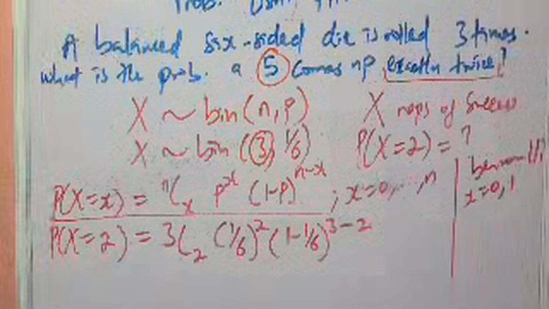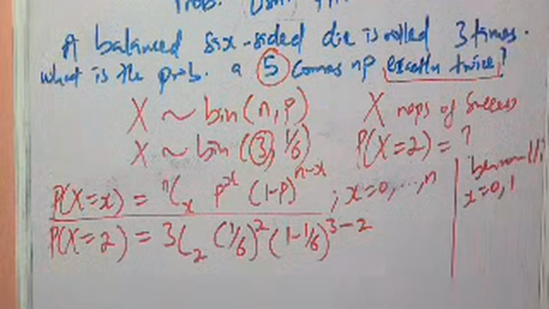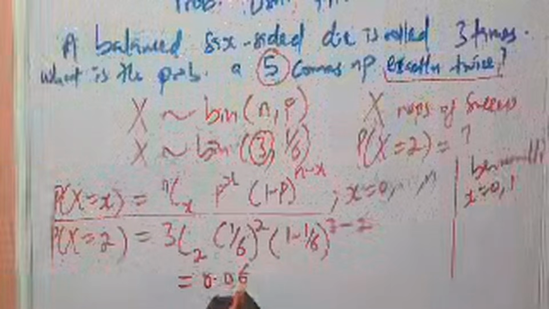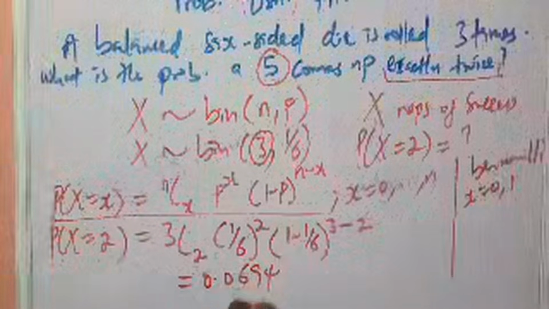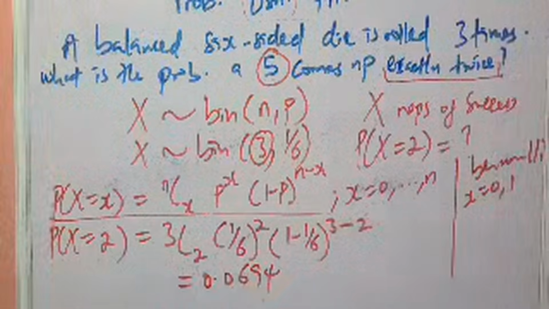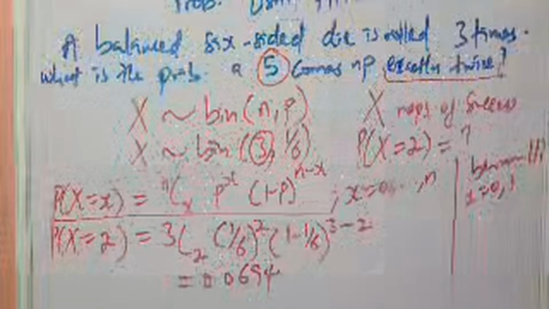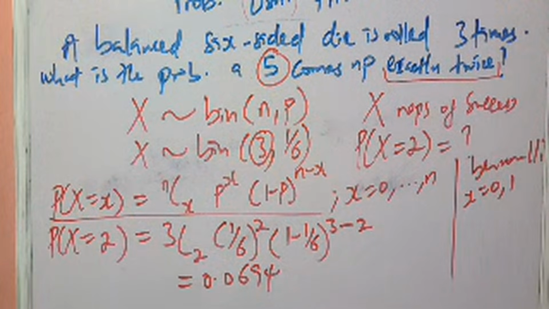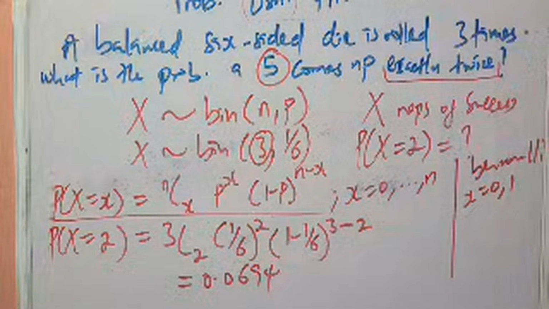So 3 combination 2. When you press all this in your calculator, what do you get? You should get a value of 0.0694. Of course, you know this is in 4dp. You see exactly what's going on here. This is the power of binomial distribution. You get values quickly without wasting time.